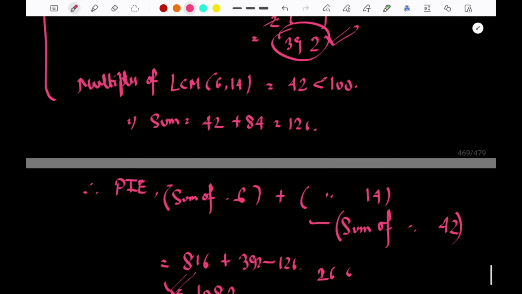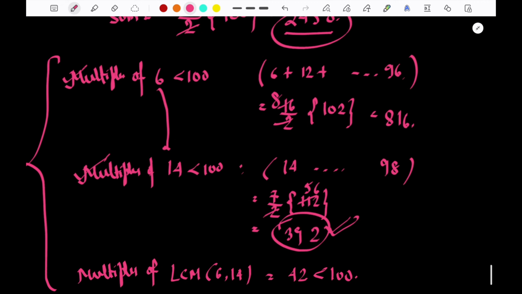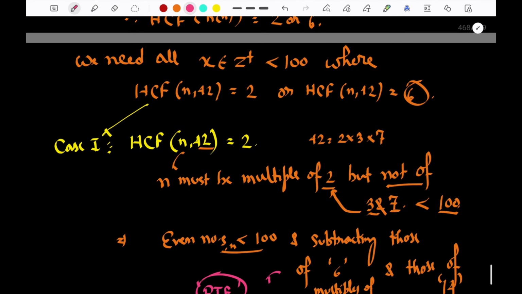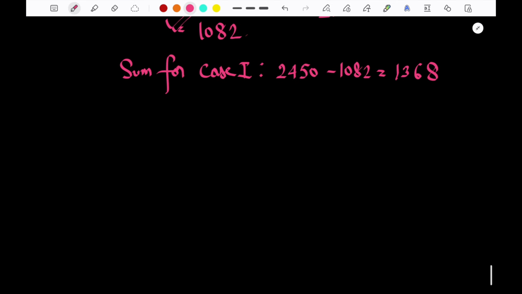यहाँ पे क्या आया था बच्चों? सम 6, टोटल केस 1 क्या था? केस 1 में N और 42, HCF 2 था. अच्छा, अभी सेकेंड केस बाकी है, केस 2. केस 2 में ऐसा होना चाहिए कि HCF कितना होना चाहिए? 6 होना चाहिए. सो HCF (N, 42) शैल बी 6.